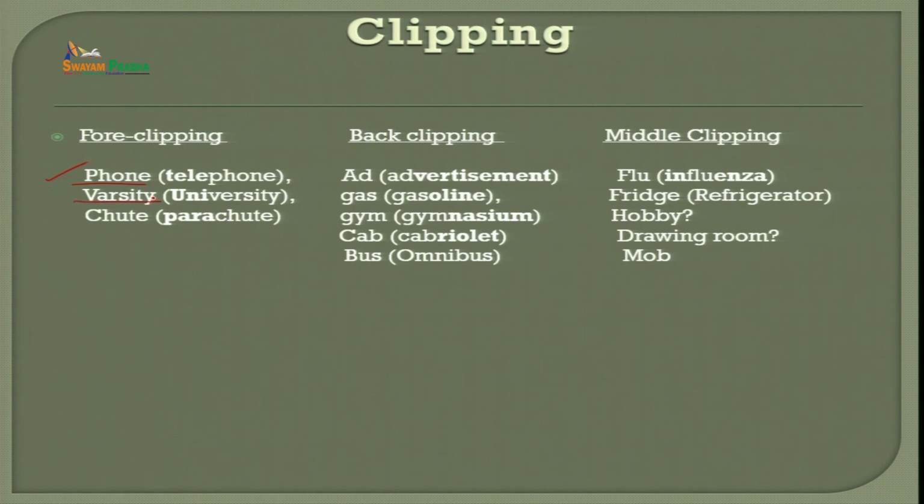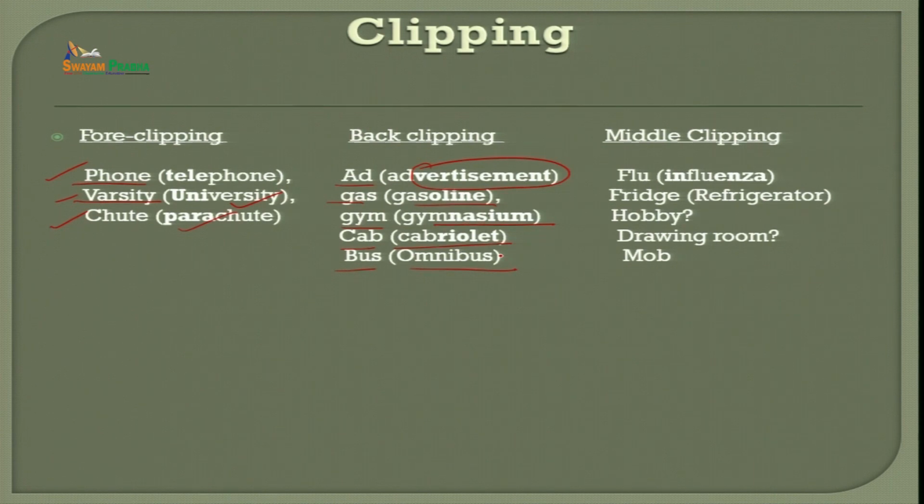And then varsity, V-A-R-S-I-T-Y. Varsity is generally used for university, but we use varsity, that is the short form of it. Then shoot, clipped form. For parachute we use shoot. Understood everyone? Now back clipping, some part of the back side will be deleted. In this condition, add, that means advertisement, is deleted. Add, gas, gasoline, gym, gymnasium, cab, cabriolet, bus, omnibus.